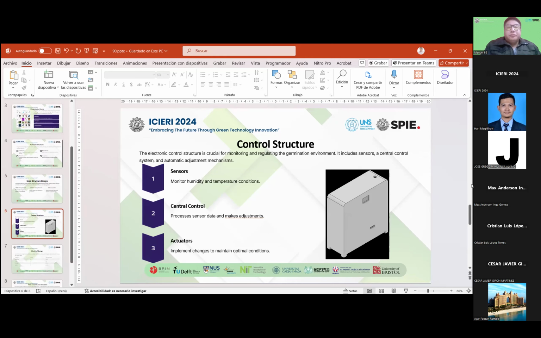Control structure. The electronic control structure is crucial for monitoring and regulating the germination environment. It includes sensors, a central control system, and automatic adjustment mechanisms. One, sensors monitor humidity and temperature conditions. Two, the central control processes the data and makes adjustments. Three, actuators implement changes to maintain optimal conditions.